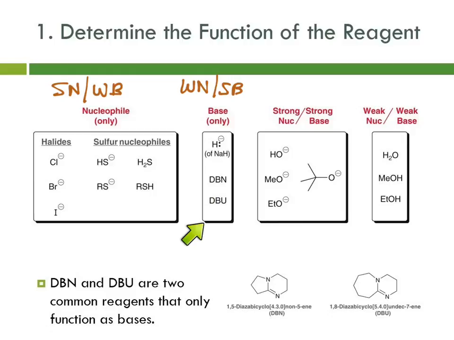Tiny little guy. Too small to be polarizable, so it can't function as a nucleophile. And then we've got DBN and DBU, which you've probably never seen before. Here are their structures and their names, and you can see why we call them DBN and DBU instead of by their full names. These are good bases. They don't function well as nucleophiles because they're bulky. We've got these double rings going on here. They're not going to be able to get in, and so they're only functioning as bases.